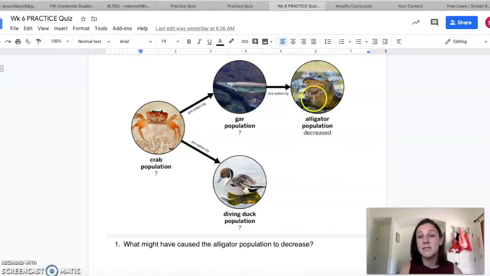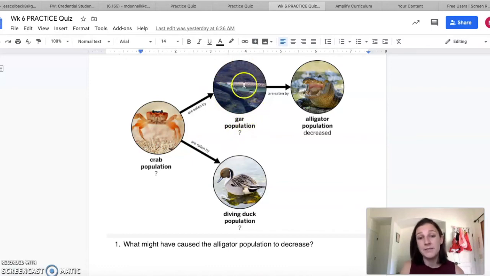And then if this is decreasing, what would that mean for the gar population? So the gar are their food, and if the alligators aren't around to eat their food, what might that mean for the gar population? It would mean they're going to go up, right? They're not getting eaten. Their deaths are going down. So they might be able to have more births, right? So this population would go up.